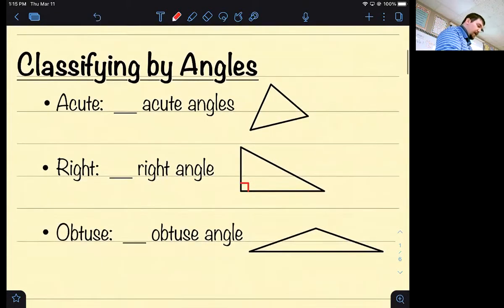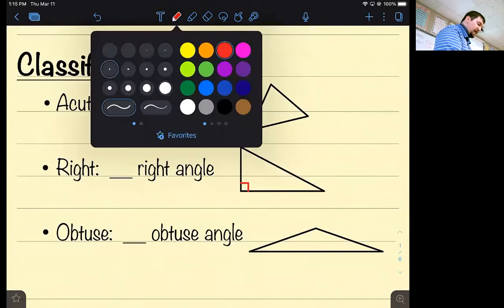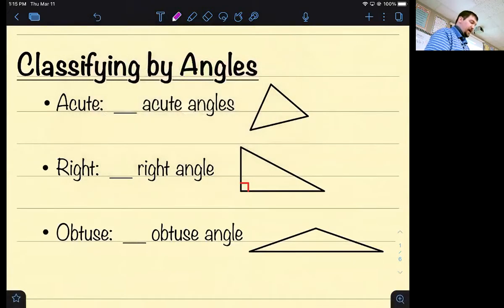So if I'm classifying triangles by their angles, there's 3 different ways I can classify them. I have acute triangles, which have 3 acute angles. I've got right triangles that have 1 right angle and 2 acute angles. And then I have obtuse triangles that have 1 obtuse angle and 2 acute angles. So every triangle is going to have at least 2 acute angles. So just because you see that it has an acute angle does not mean that it's an acute triangle. They all 3 would have to have acute measurements in order for it to be an acute triangle. Okay? Because even an obtuse triangle has 2 acute angles.